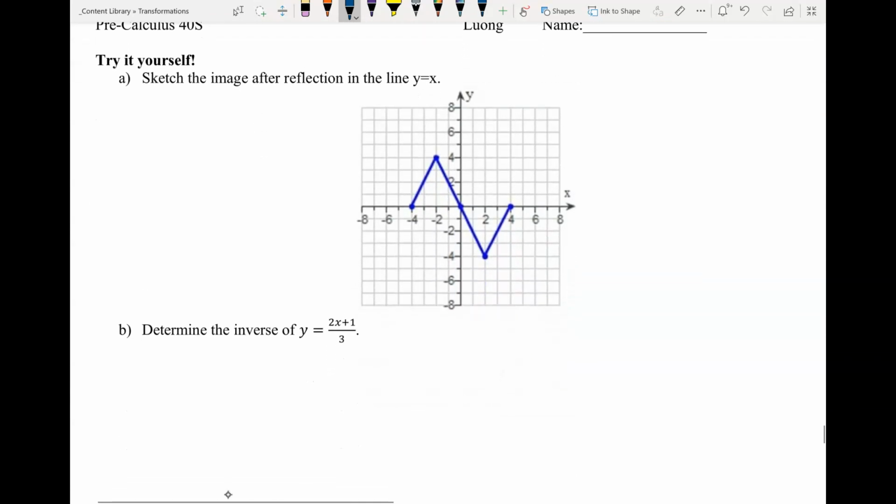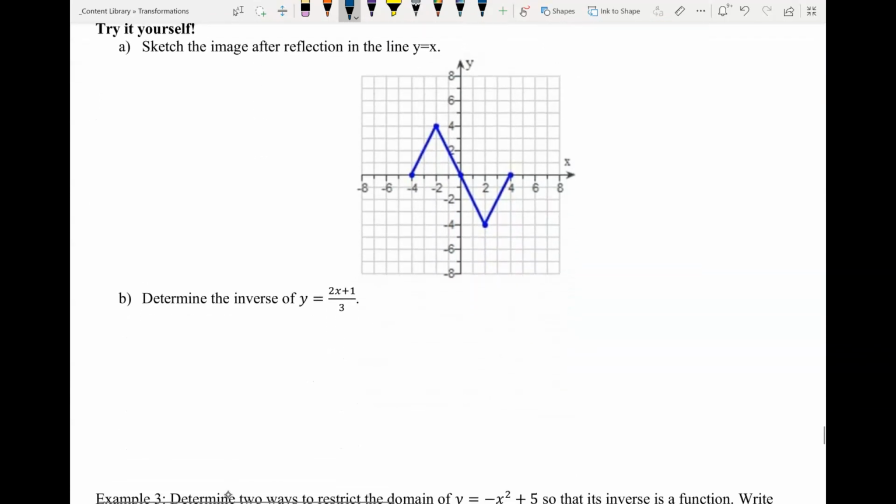Now I want you to try A and B on your own. I want you to find the inverse graph of that blue graph using those points, so using points and the rules of your mapping. And then I want you to find the inverse of the function that's given to you in B. And when you're ready, press play for the solution.